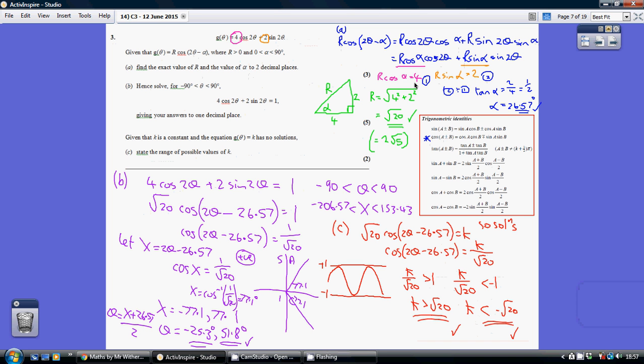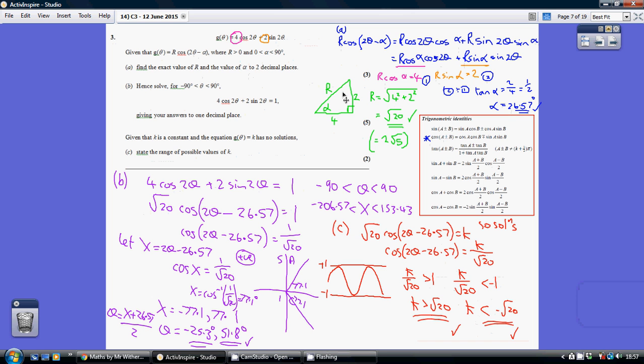So if we do 2 divided by 1, we get 2 over 4 equaling R sin alpha over R cos alpha. The R's cancel and the sin over cos is tan. So 2 divided by 1 gives us tan alpha equals 2 over 4, which is a half. Inverse tanning both sides, we get alpha being 26.57 to 2 decimal places.